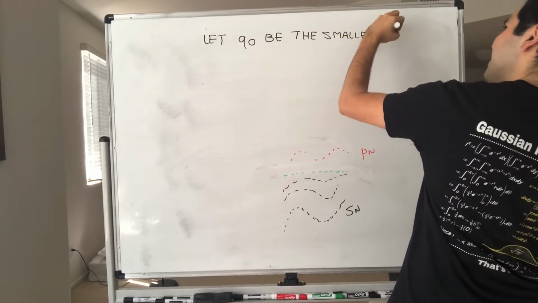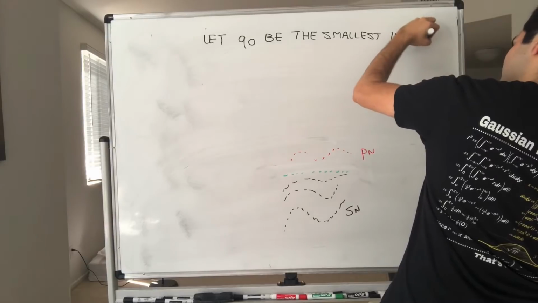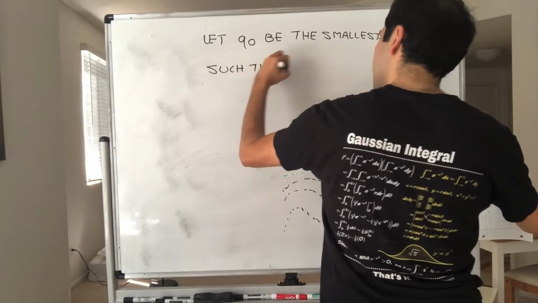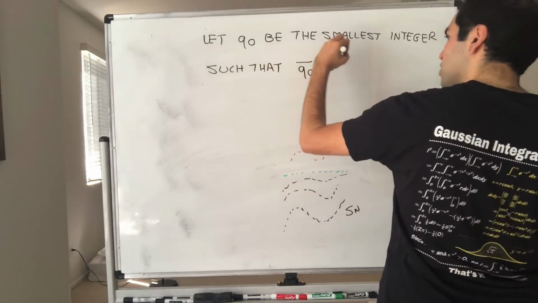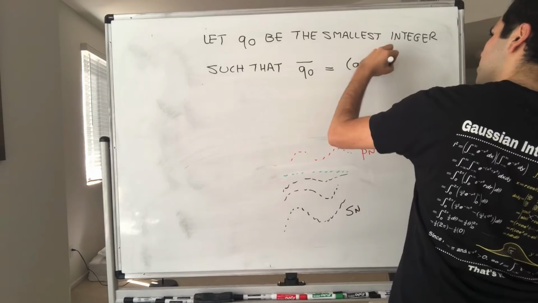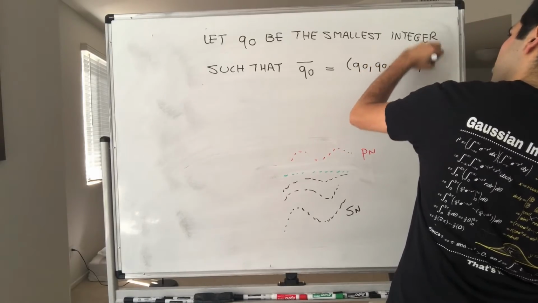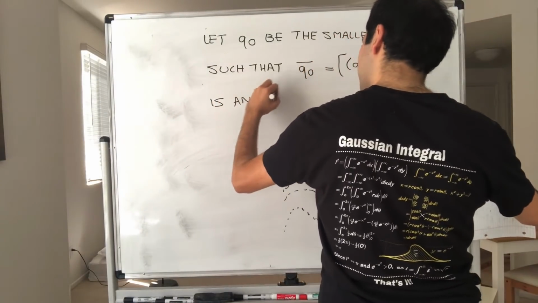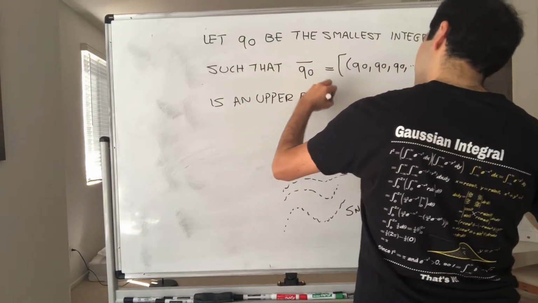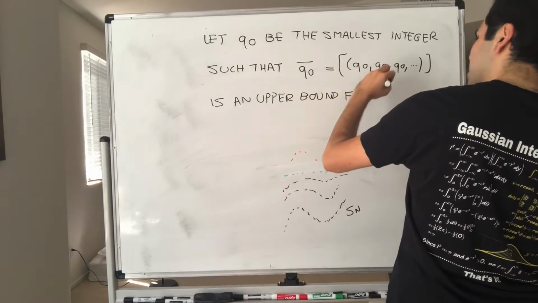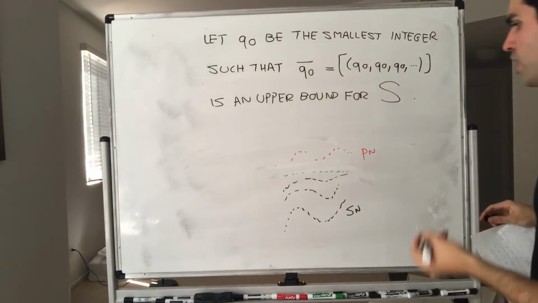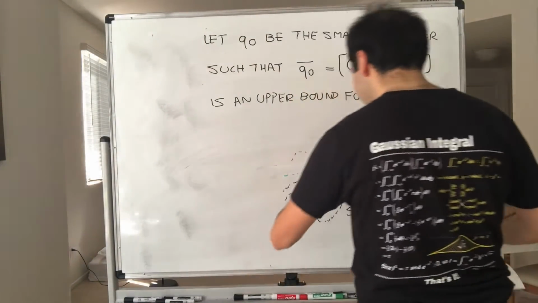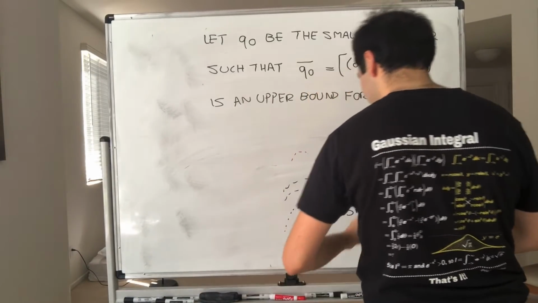Of course, we have to show that this exists, such that the constant sequence Q0, Q0, Q0, Q0, and so on, is an upper bound for S. So what we want to do is find the least upper bound, but just among the integers. So the smallest integer that is an upper bound for S.